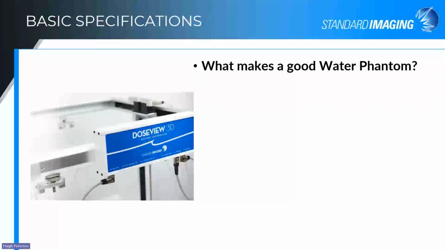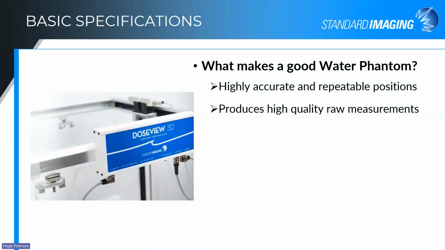And some of the specifications. What makes a good water phantom? Obviously, you want highly accurate and very repeatable positions for your system and your detector to go through the water. So you have that accuracy. You want high quality raw measurements, raw measurements that alleviate any need for post-scan processing. And really, the more you massage the data and change the data, the more you're not getting true results that you're looking for. So you want those quality raw measurements in your scans.